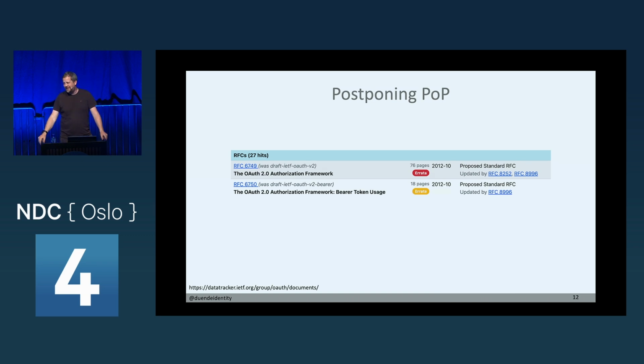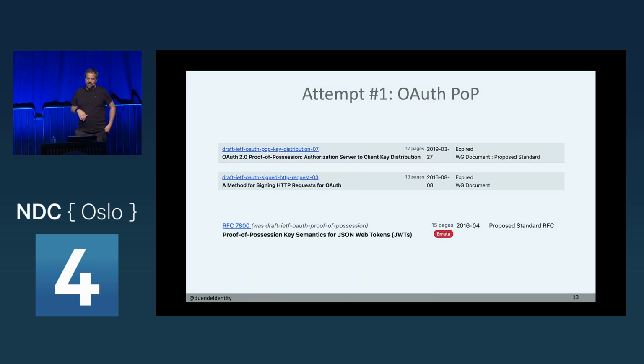It never happened. Okay? So there were multiple attempts to implement proof of possession for OAuth. And you can see here's a screenshot of a couple of specs that all have expired in the meantime because they realized it's a hard problem to solve, right?